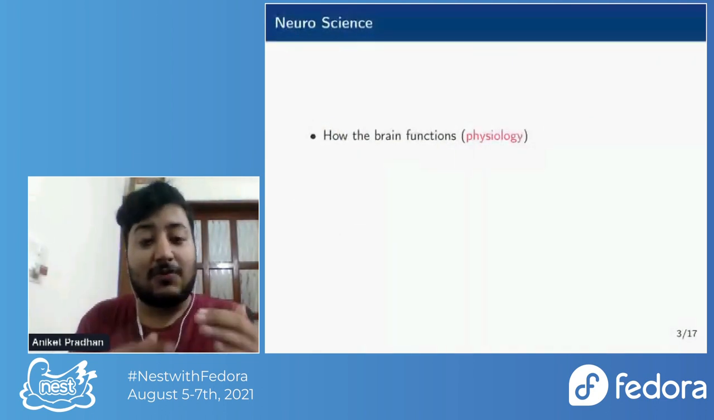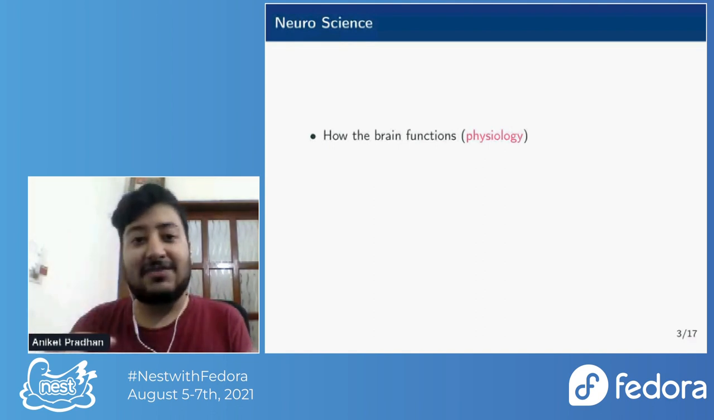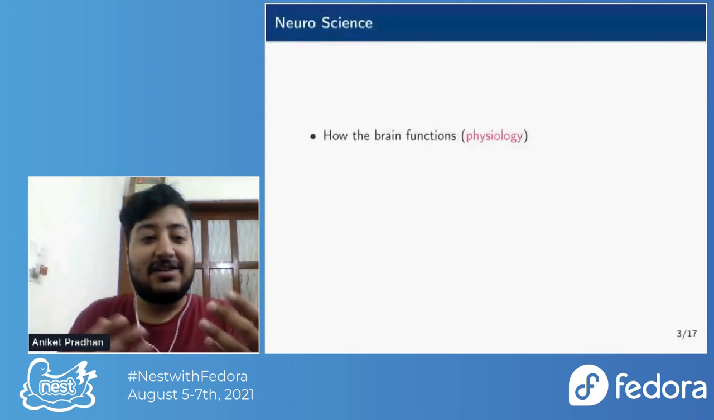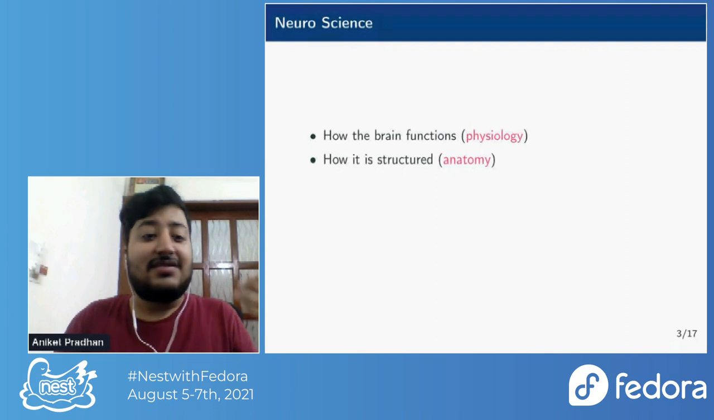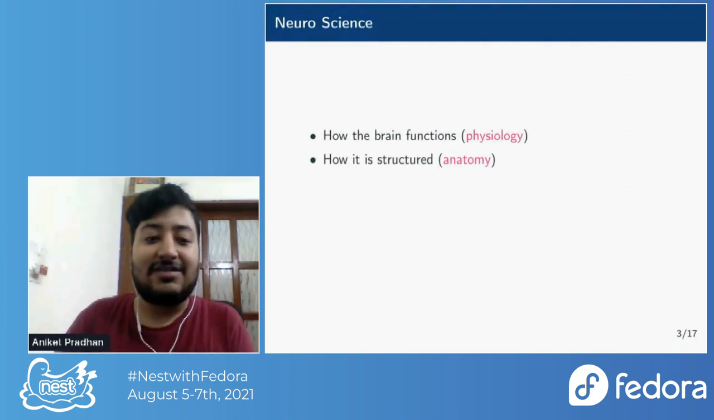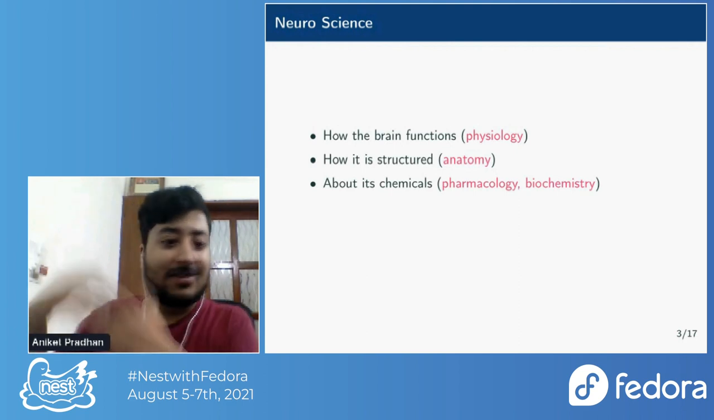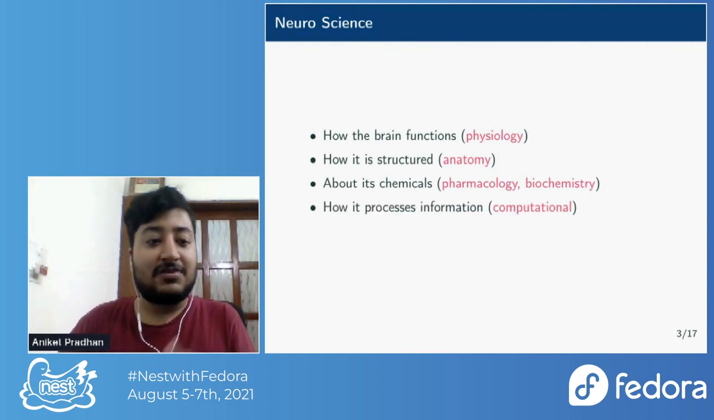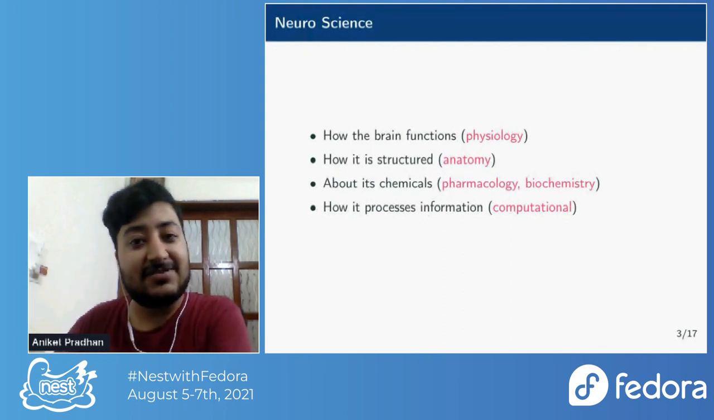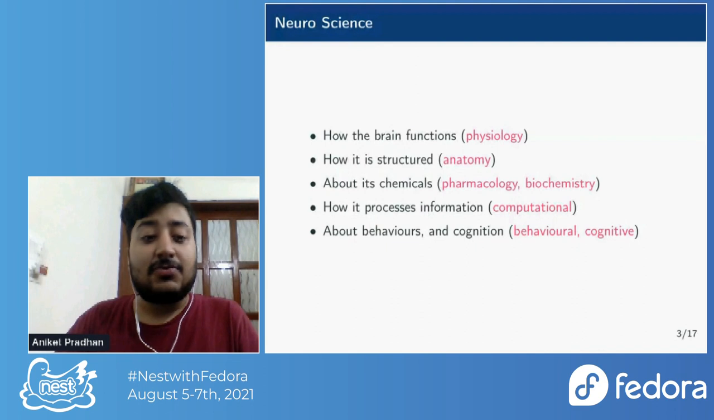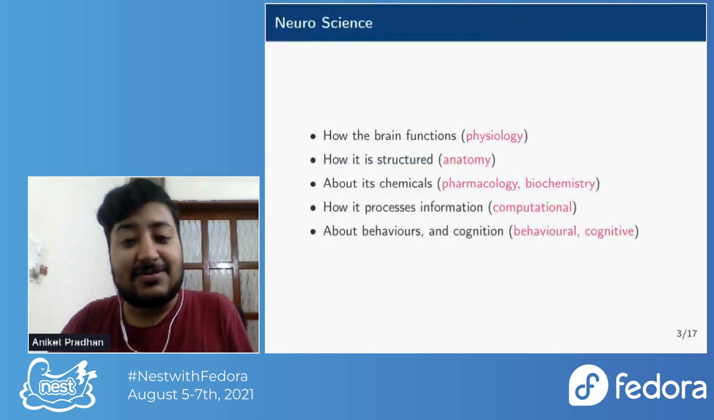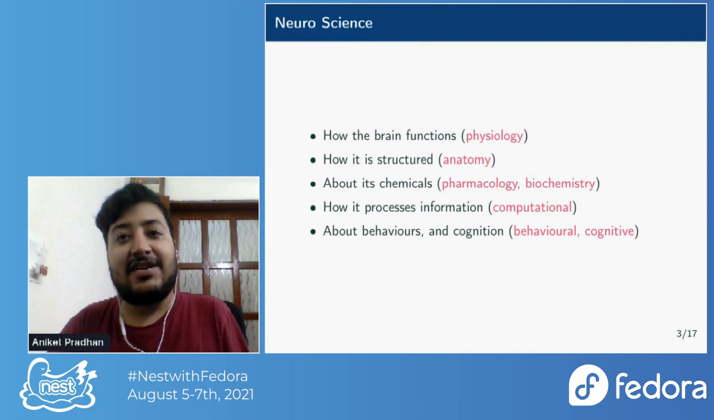So we know what open science is now, but what is neuroscience? What is NeuroFedora based on? Neuroscience, as you have probably guessed, is the study of the brain. We study different aspects of it: how the brain functions, how it is structured, the anatomy of the brain. The chemicals inside the brain fall under the domains of pharmacology and biochemistry, and how it processes information goes to the computational neuroscience bit. The behaviors and cognition are behavioral and cognitive neuroscience. We study all these different aspects of the brain.